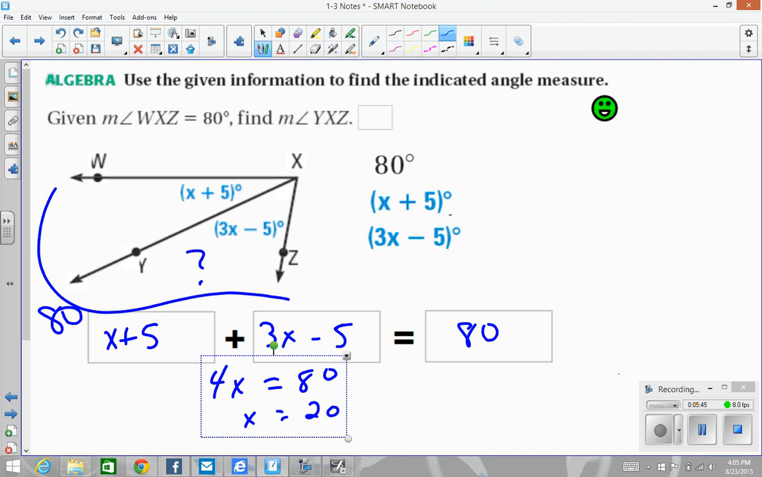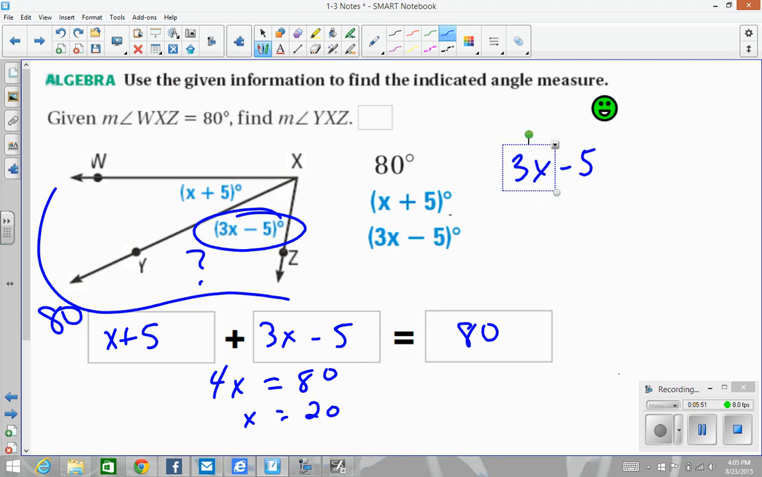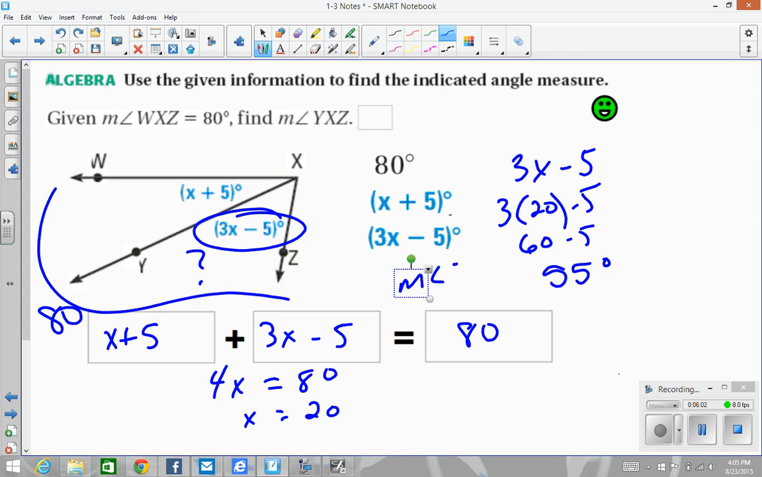But again, this problem asks us to find this angle right here. So I've got to go back and plug it in. 3x minus 5. And so I plug in my 20. And so that's 60 minus 5, so 55 degrees. So the measure of angle YXZ equals 55 degrees.